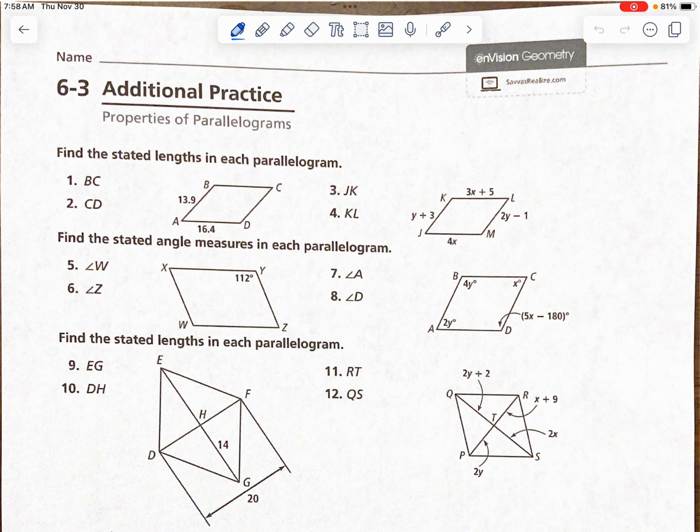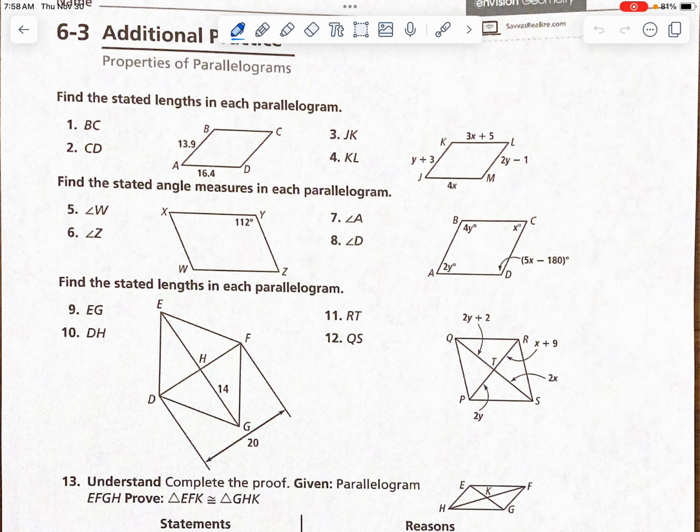Most of these things you already know. For example, in a parallelogram, the opposite sides are equal. So on this first one, they ask for BC. We know that that's going to be 16.4 because the bottom of the parallelogram is 16.4, right? So that's pretty easy. All they're doing on numbers 3 and 4 is putting in algebraic expressions, right?